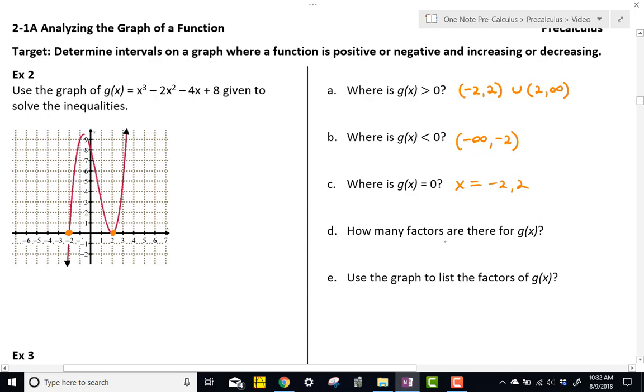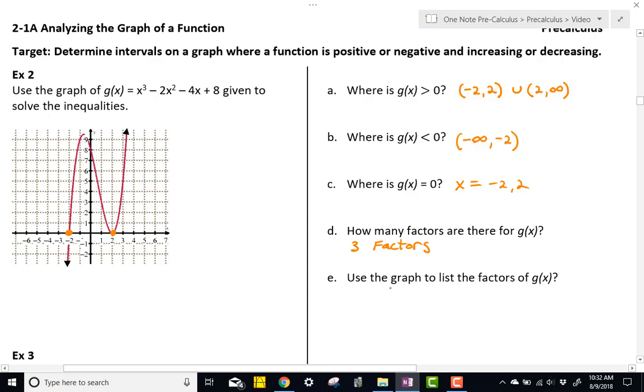How many factors are there for g of x? How do I know how many factors there are? Well, I've got an x-intercept at -2, and I've got a bounce at +2, so there's got to be at least 2 factors at 2 and 1 factor for -2. And this is a third degree function, which means it can only have 3 factors. So there are 3 factors because of the way this equation is set up and the way it's graphed. We could only have 3 factors.